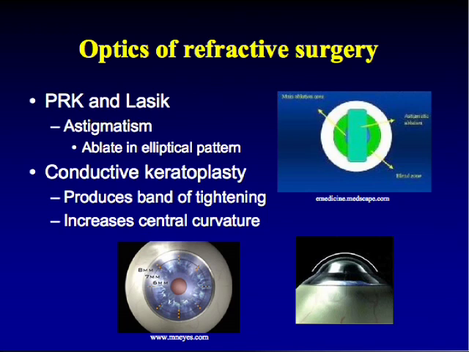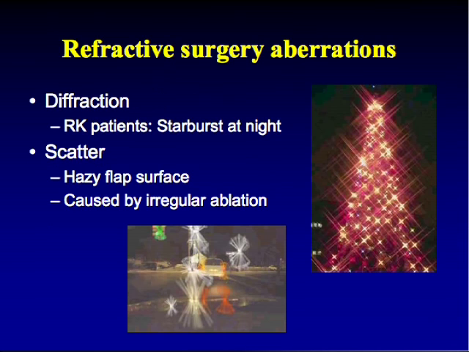So what happens when you do refractive surgery? Why do you get these optical aberrations that cause problems, and what are they? Well, we go all the way back to the beginning of the lecture from this morning, or was it yesterday? You can get diffraction of light, which is when the light passes through the apertures or across or adjacent to that radial keratotomy scar. And that diffraction can cause a starburst sort of pattern. You get scatter of light, and that can be caused by a hazy flap surface, that irregular ablation. You get the irregularity, so light's going to scatter.